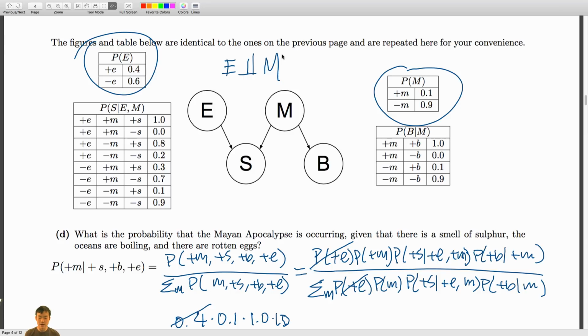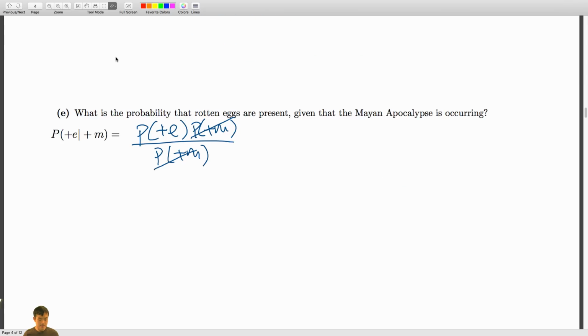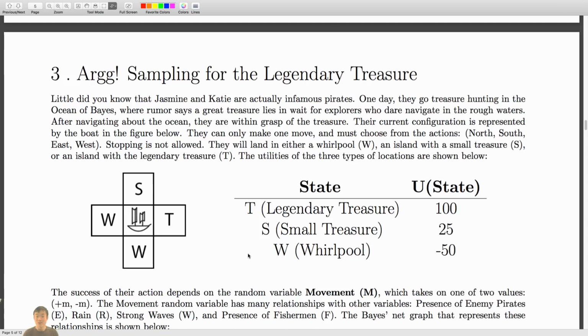That's why the tables for e and m are separate, and we could join them together to get the probability of e times the probability of m, which is the factor over both e and m. So for the probability of +e, we can just read off the table here, and it's equal to 0.4.